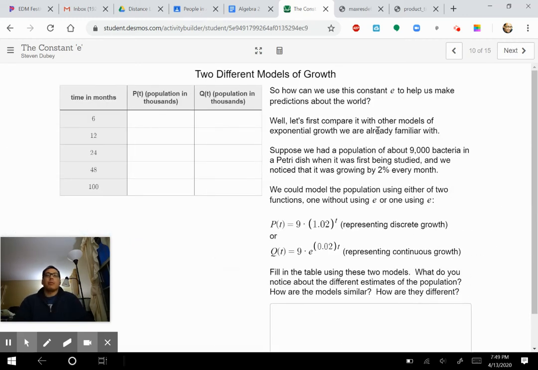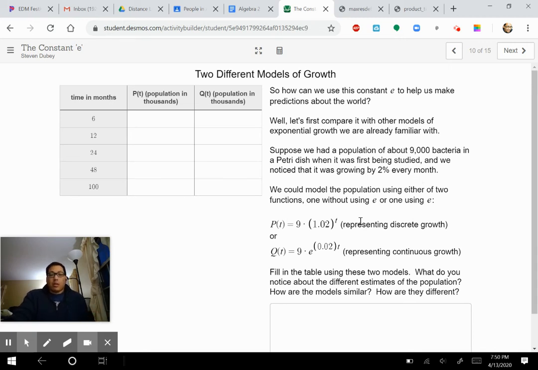So now we have 2 different models of growth, right? How can we use e to help us represent things in the world? We know kind of where it comes from, but how is it actually used? Well, let's compare it to our more familiar model of exponential growth. Suppose we had a population of 9,000 bacteria in a petri dish when it was first being studied, and we noticed it's growing by 2% every month.